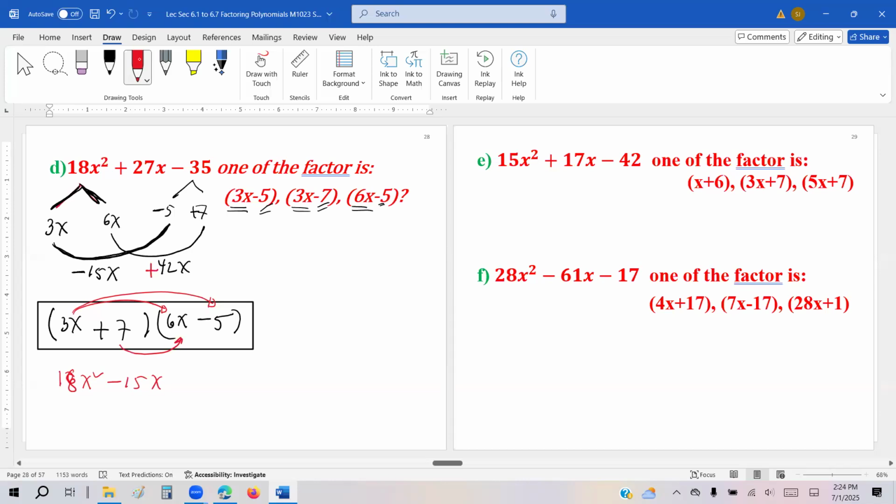7 times 6x is positive 42x. And 7 times 5 is negative 35. When you combine them, you get negative x squared plus 27x minus 35, same as the original one. That means the two answers we have are correct. So our correct choice is 6x minus 5.